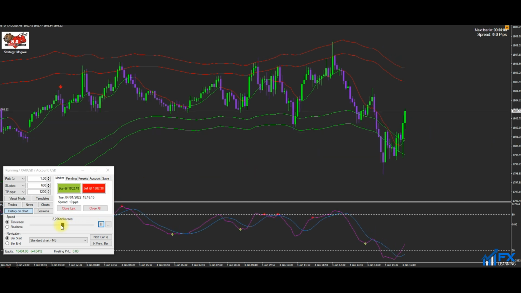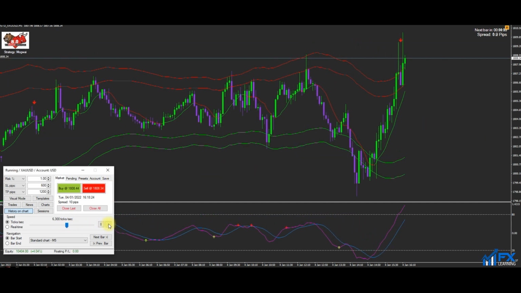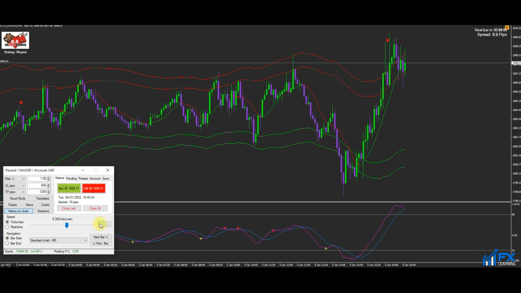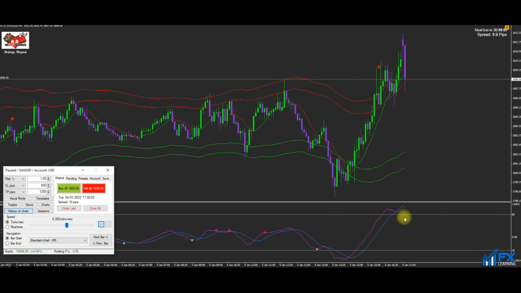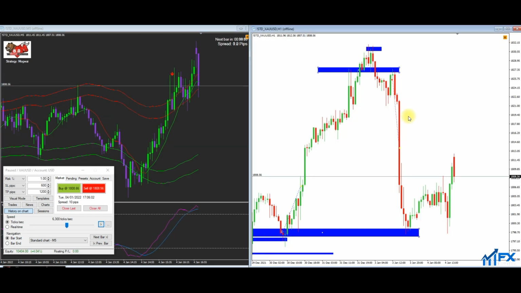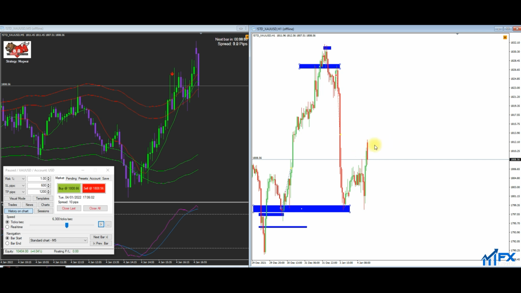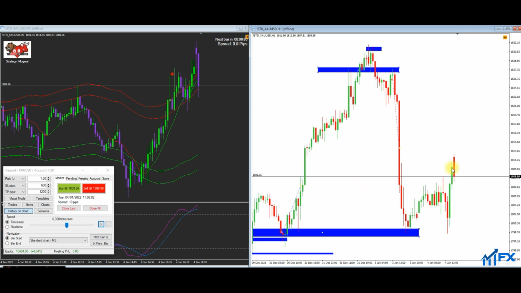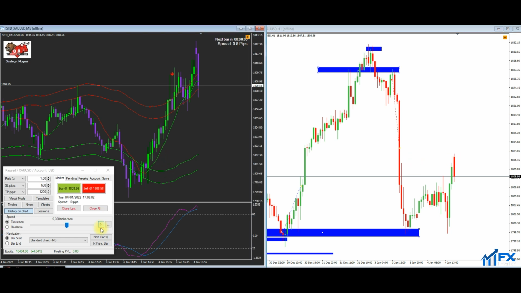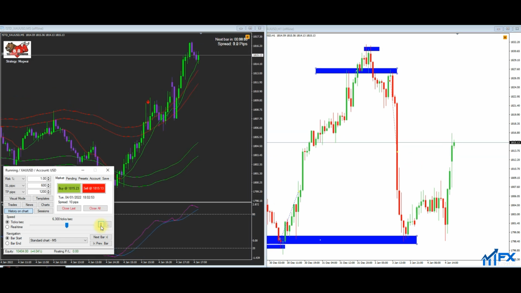So I'm just going to speed it up just a little bit. Okay, so we've got a signal here. MACD's gone overbought. Are we going to take this trade? Let's have a look at the 1 hour. No, I'm not going to take the trade. There's no resistance line there at all. So I'm not going to take that trade. So again, we're just going to carry on there.